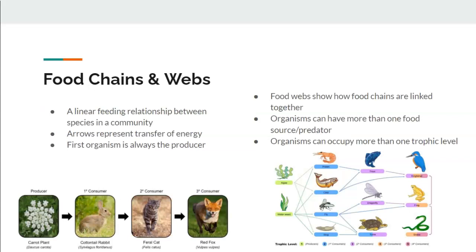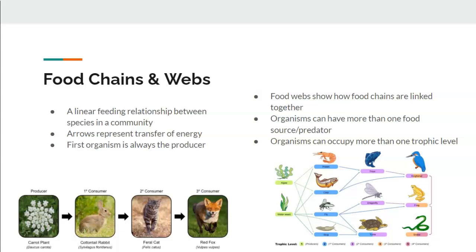Food chains and webs, this is just a review. Hopefully you know this. A food chain is a linear representation of how energy is transferred between species, whereas a food web shows multiple food chains together and how they're linked.